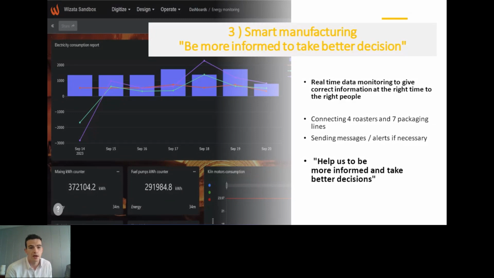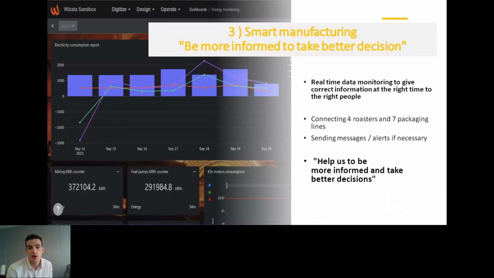Joe was speaking about OEE. Basically, it can monitor everything in real time, making sure what is working a bit less, and why it's happening, and take corrective action pretty much in real time. At this stage, we're connecting one roaster, to then connect the 4 roasters and the 7 packaging lines. Basically, we do want to connect the whole plant and have a kind of digital twin of our plant to make sure we can have the data pretty much in real time.